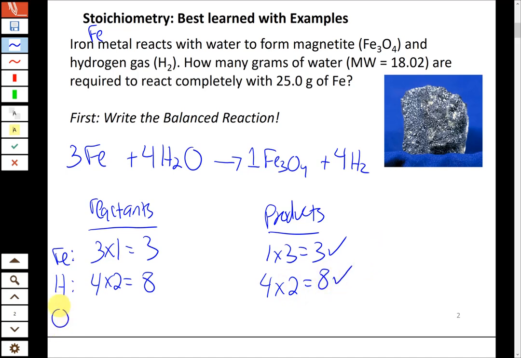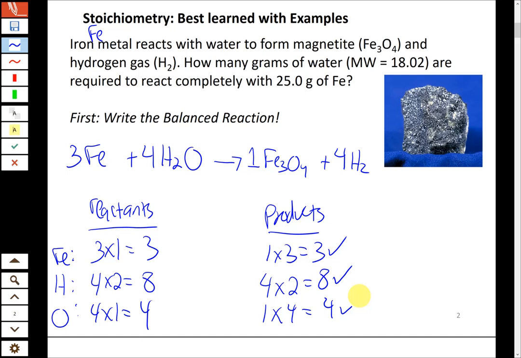And then for oxygen, we have 4 moles of water, which each have 1 oxygen in the formula, so that's 4 moles of oxygen. And then we have 1 mole of Fe3O4. The subscript tells us that there's 4 moles of oxygen in 1 mole of that compound, so that is 4 as well. So the reactants and products, all the elements match up on both sides of the arrow. That's how you would check yourself to make sure it's balanced.